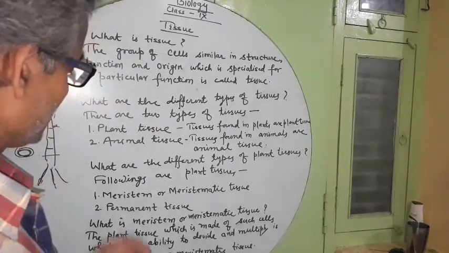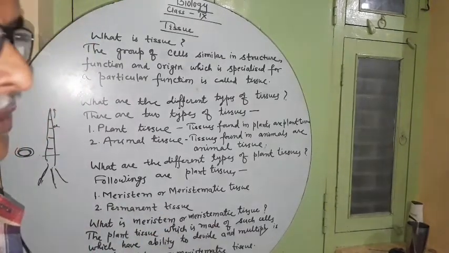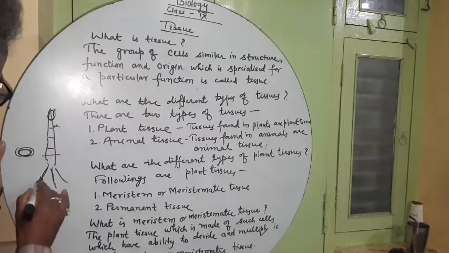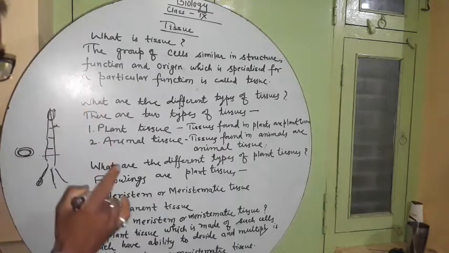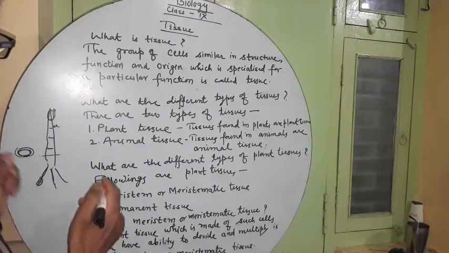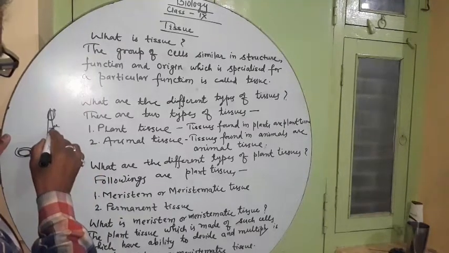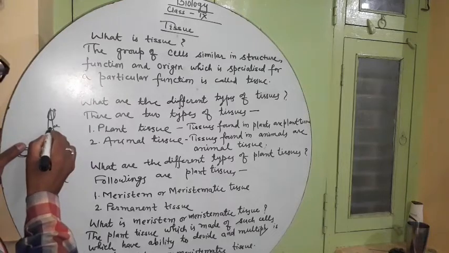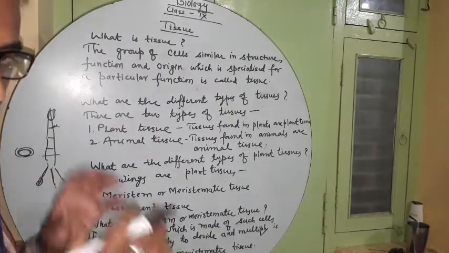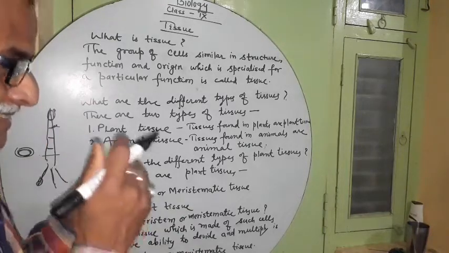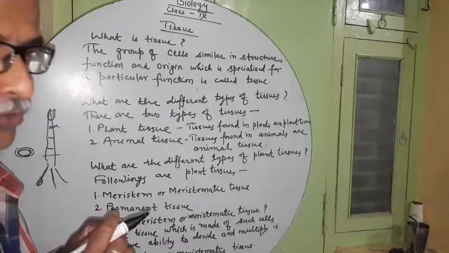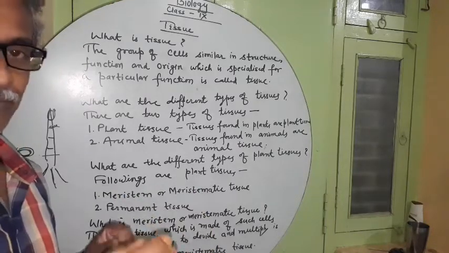Later we shall study about different types of meristem or meristematic tissue. As you see here, this is the apex of the stem, this is the apex of the root. In these regions, the meristems are called apical meristem. The cells which are found at this node where branches grow, leaves grow, these cells have the ability to divide, and so this tissue made up of such cells is called intercalary meristem.